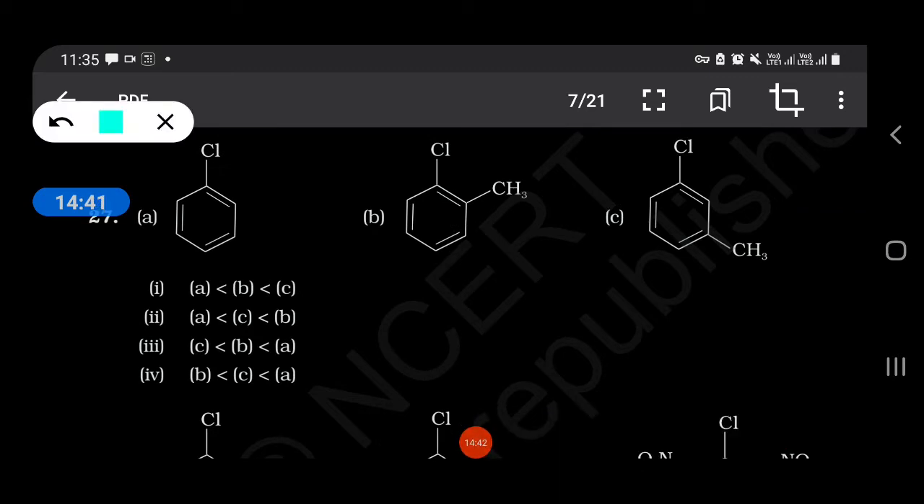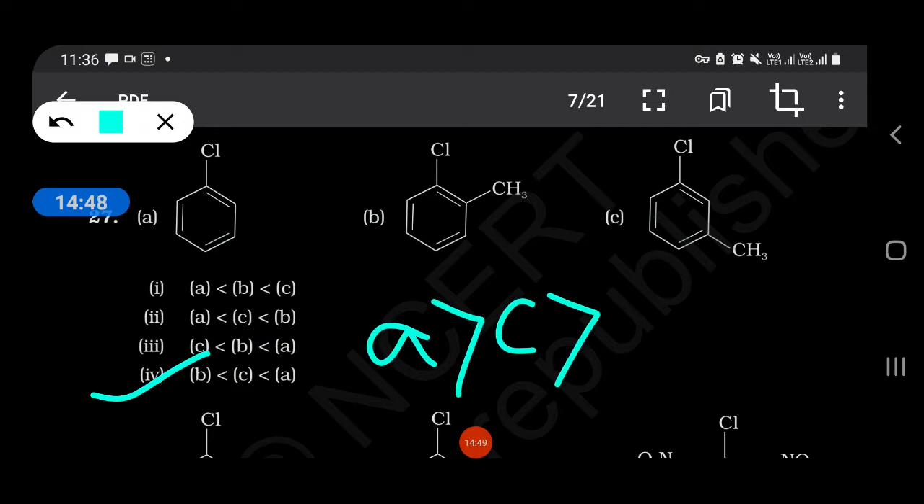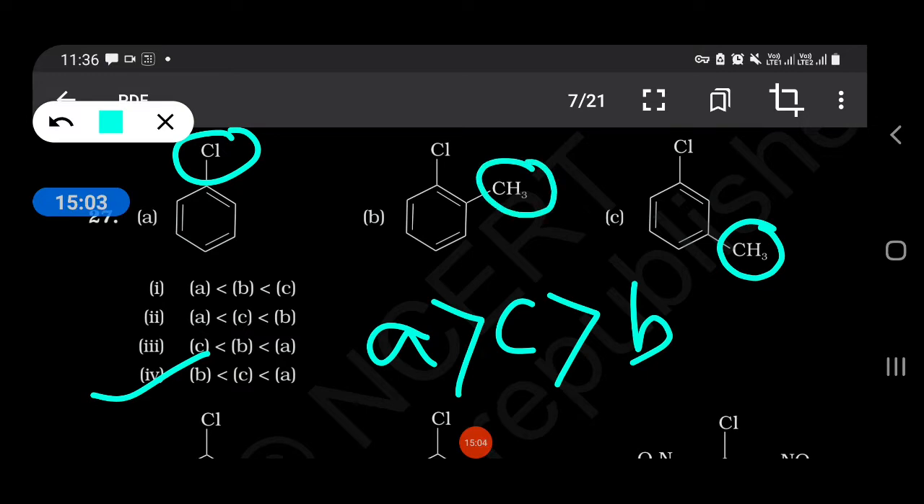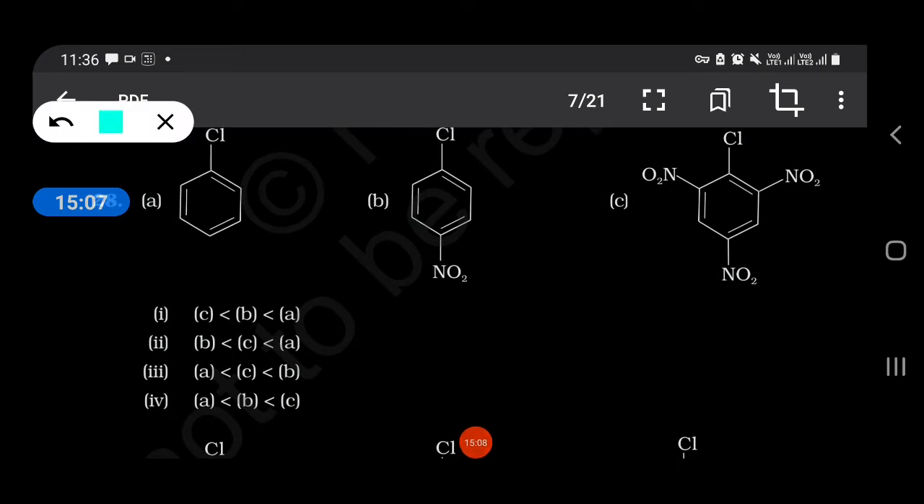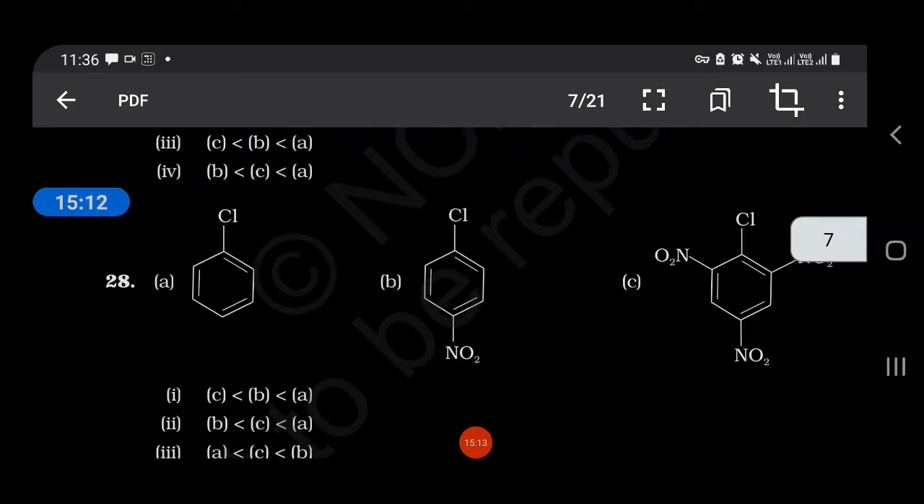And in 27 it will be 4, because here you can see A is greater than C greater than B, because here chlorine is an electron releasing group, and then comes the electron releasing group, and then comes B, because here ortho effect is there. So our answer is, one minute.